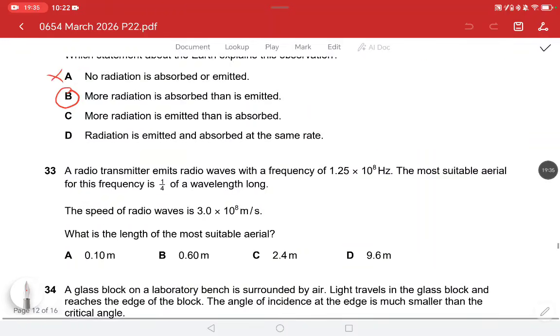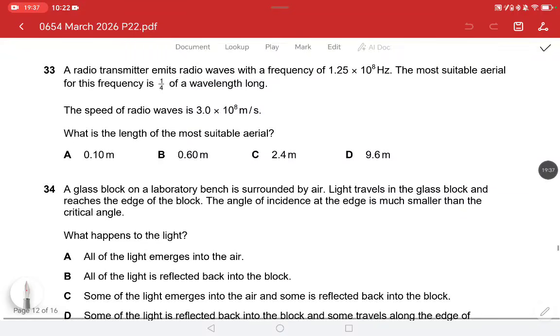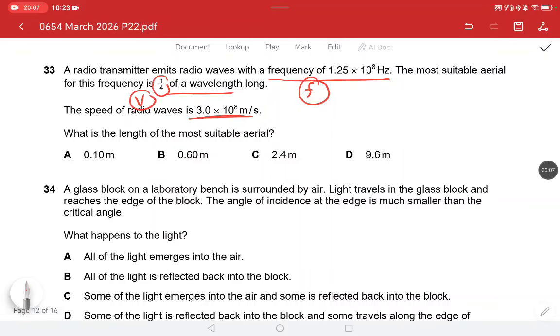Next question. A radio transmitter emits radio waves with a frequency. So we have here the frequency, F. The most suitable length for this frequency is 1/4 of the wavelength. So here, take care that they said 1/4 of the wavelength. They give you the speed of the wave, this is v. So you have f and v, speed, and they give you the speed.